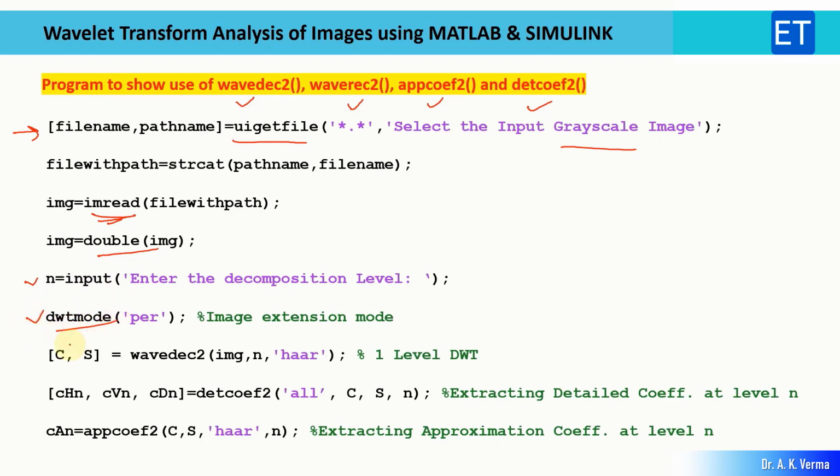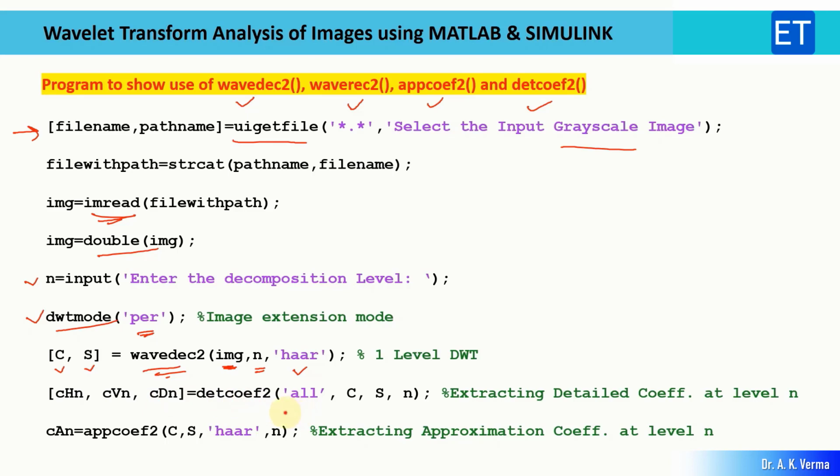dwtmode is defined before executing wavedec2, as I said before. So here we are using the periodic extension mode. And now the image img is passed in the wavedec2 function, and n is the decomposition level which is given by the user, and the wavelet I am using here, you can use your own wavelet, whatever you like, and you get the two matrices C and S as the output, right? From the C and S matrices, you can extract the detail coefficients, I mean H, V and D at your desired level.